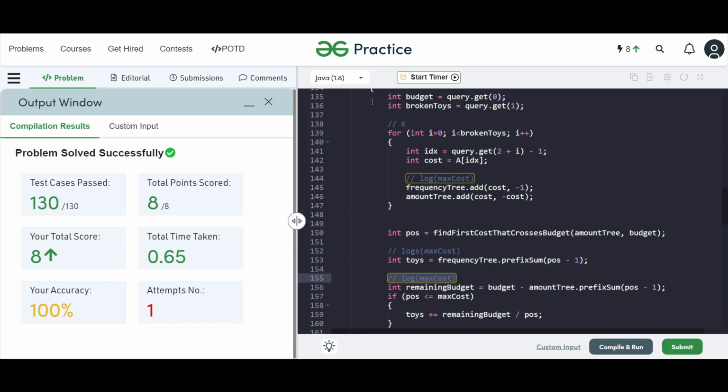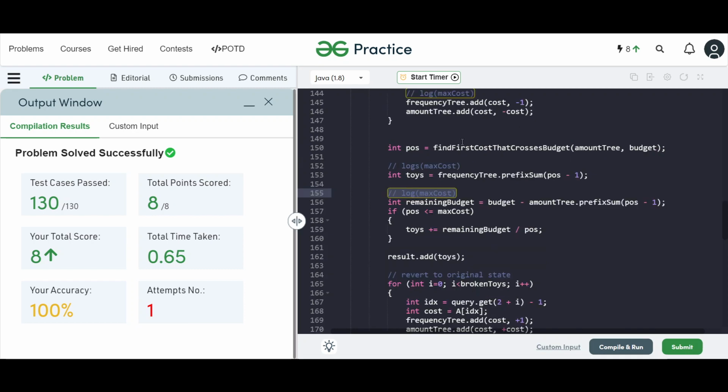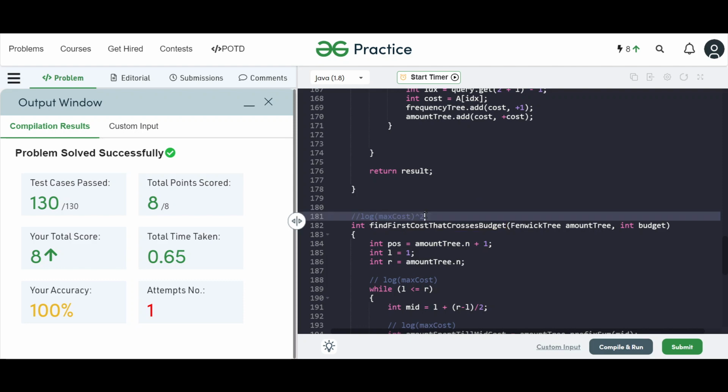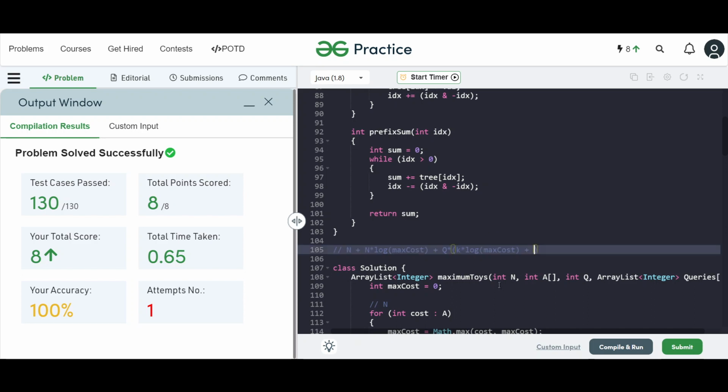If you're doing something k times, then this extra term you can ignore. So k plus 1 times, k plus 2 times, all good. And this one is also done per query, which is log max cost squared. So this is this plus this, and this is our total time complexity.